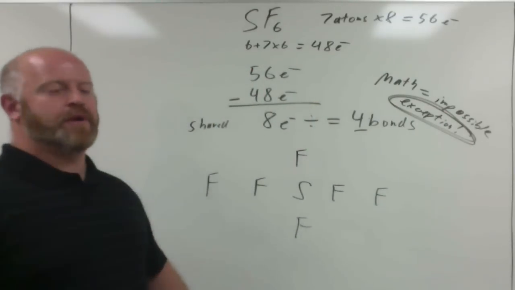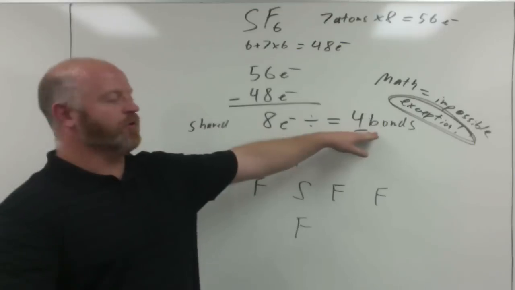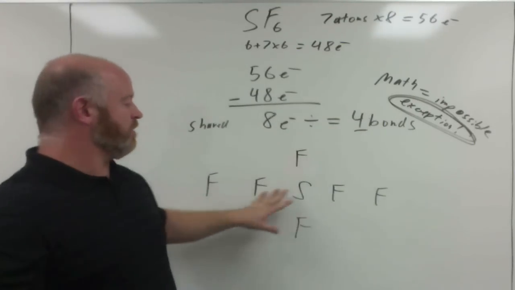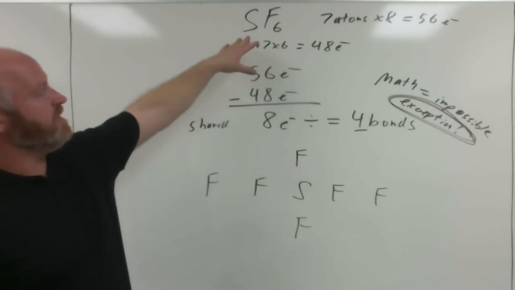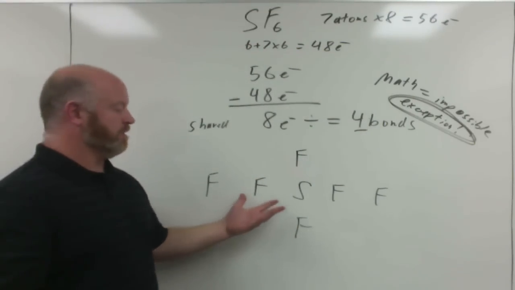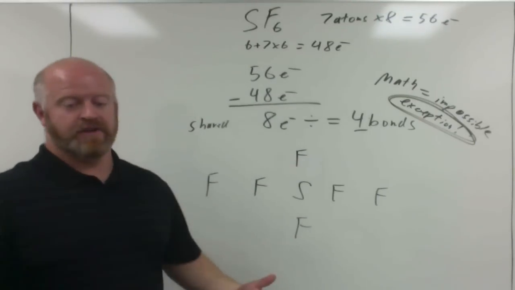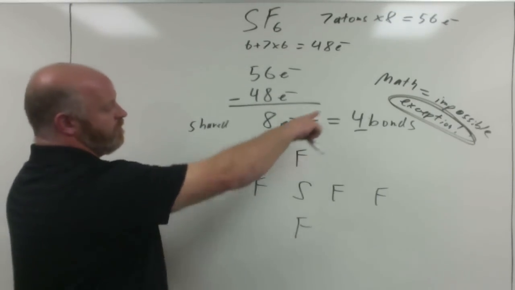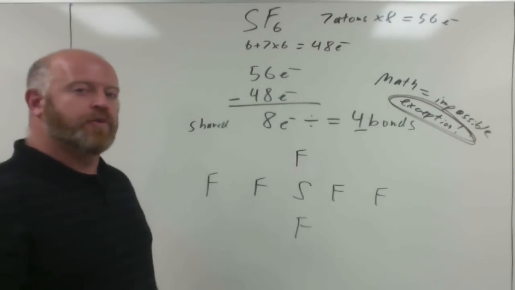So anytime you do the math method, if you find a scenario where it's impossible, this is impossible, because we only have 4 bonds here. We have 7 atoms, so we had to have at minimum 6 bonds on here, if not more. So we know that this math is not going to work. Now there's a way to fix it.